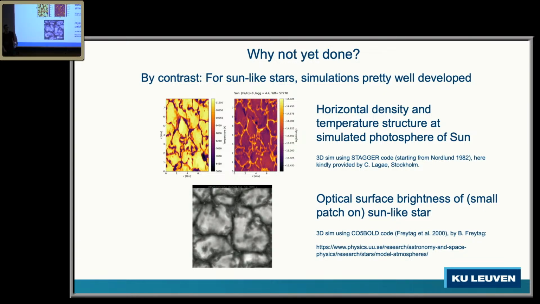Now, the first thing that you might want to ask is, why haven't we already done this? Why don't we have 3D model atmospheres of hot massive stars? Because if you look at sun-like stars, they're pretty well developed by now. This is, for example, using the Stagger code, the density and temperature contrast on the sun.